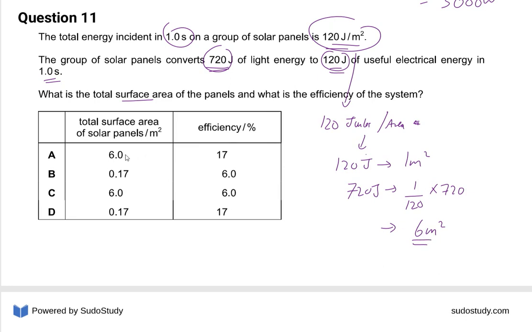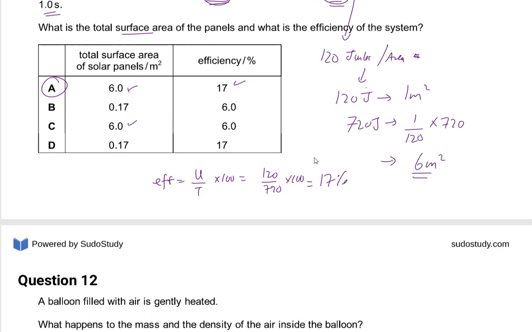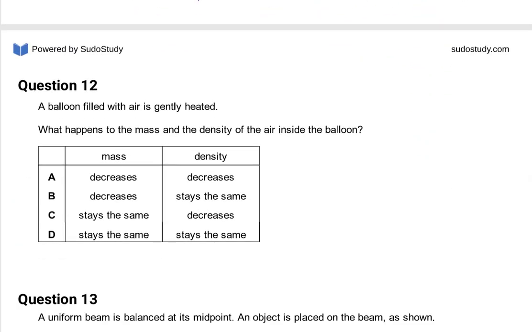Now there are two options: option A and option C. The question is, we need to find the efficiency. Efficiency, if you remember from the equation, is useful divided by total times 100%. The useful energy is 220 over 7 this times this, and this gives me about 17%. So therefore the answer by default is going to be A in this case. Again, if you mess this up, here's the answer. Make sure that you write it down, so therefore you know.